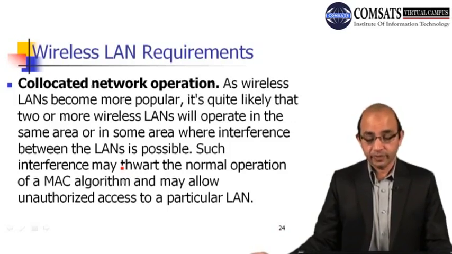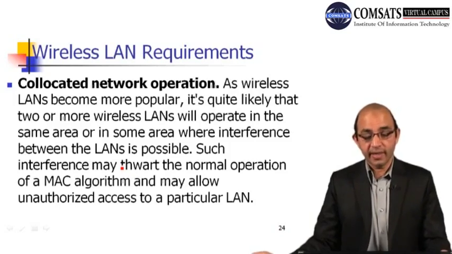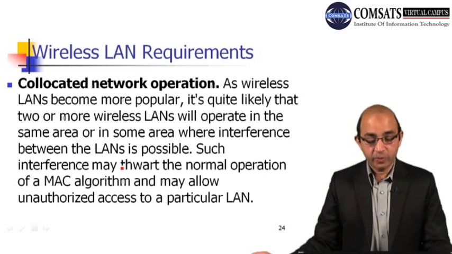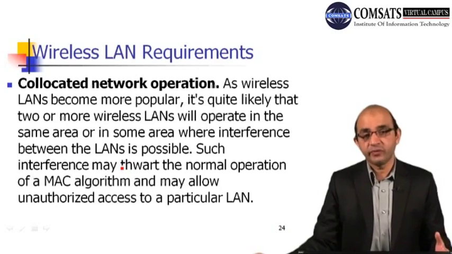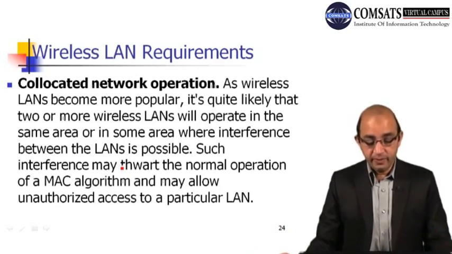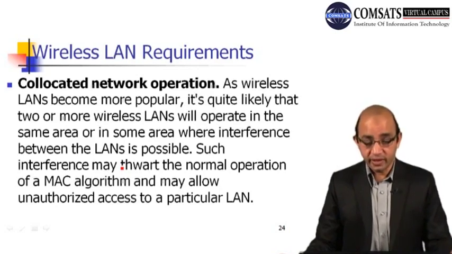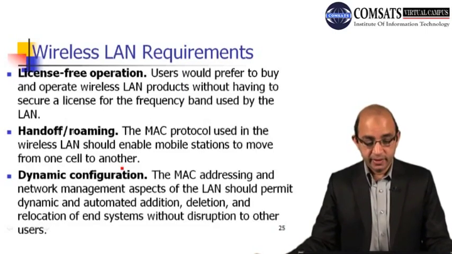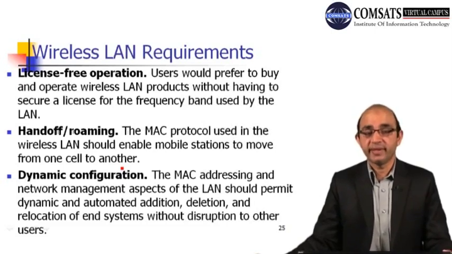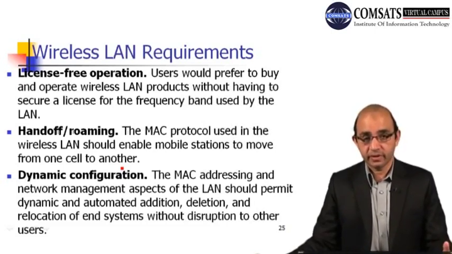Then network operations. As LANs become more popular, it is quite likely that two or more wireless LANs will operate in the same area, or in an area where interference between the LANs is possible. So this can be the case. That is why we mentioned that one frequency in one cell and another frequency in another cell may cause interference, right? Normal operation of the MAC algorithm can have some problems and may allow unauthorized access to a particular LAN. Then license-free operation: we don't want to pay for the frequency usage, so there should be a frequency band that does not come under regulation, right?